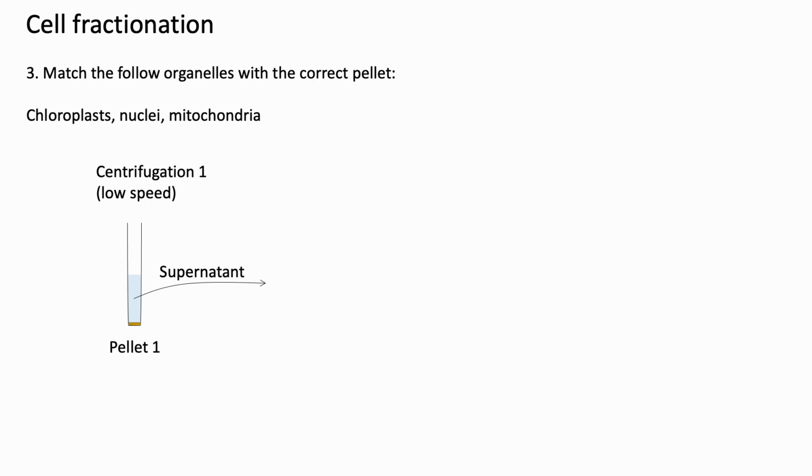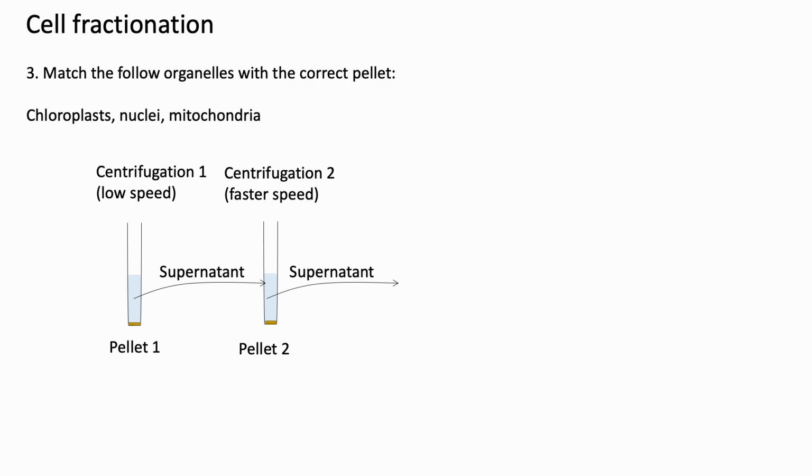We would then take the supernatant and we would put that into a new tube and centrifuge that again at a faster speed. That would pellet the next heaviest organelle. We'd get that in the pellet. That will be our chloroplast, if it is a plant cell, of course.